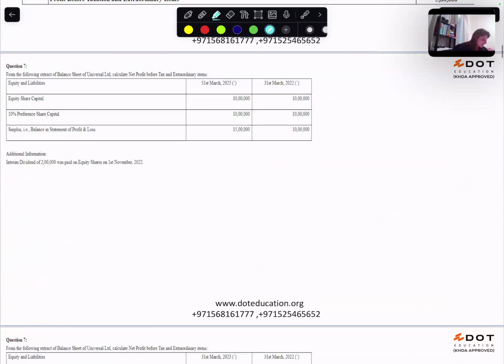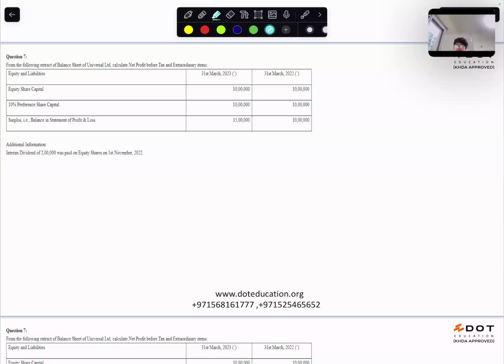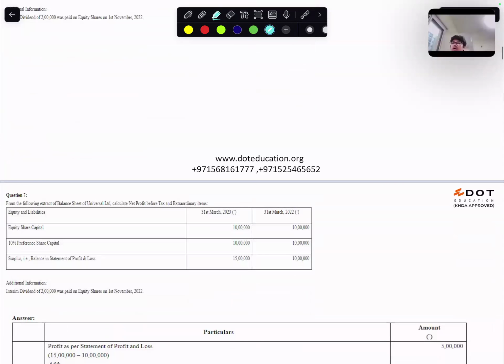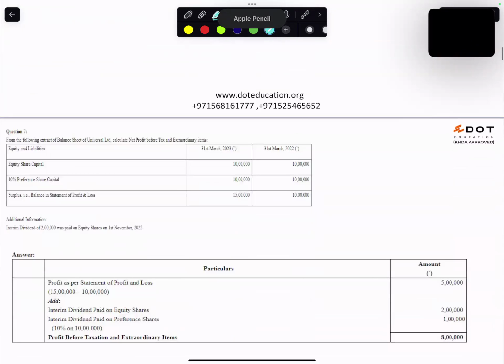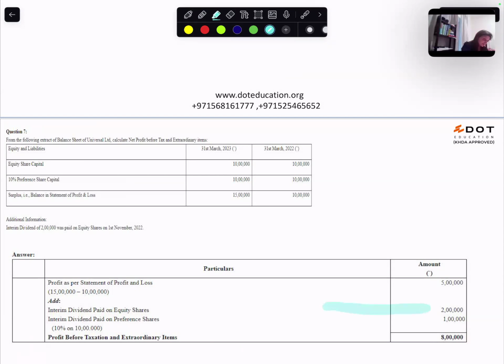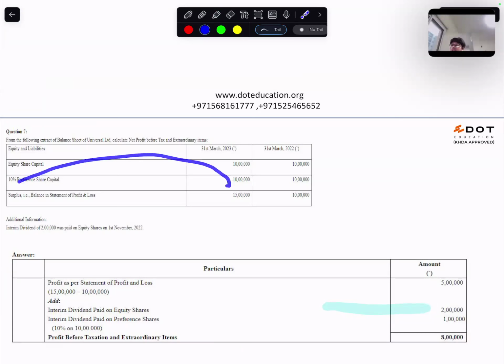I want you to try this seventh sum. I'll wait for you. So in this, ma'am, we will first start with profit on the balance statement of profit and loss. 15 lakh and 10 lakh. We will subtract it and get 5 lakh. Then interim dividend on equity shares for the current year, so 2 lakh. Then interim dividend on preference shares, which is 10% of 10 lakh, which is 1 lakh.